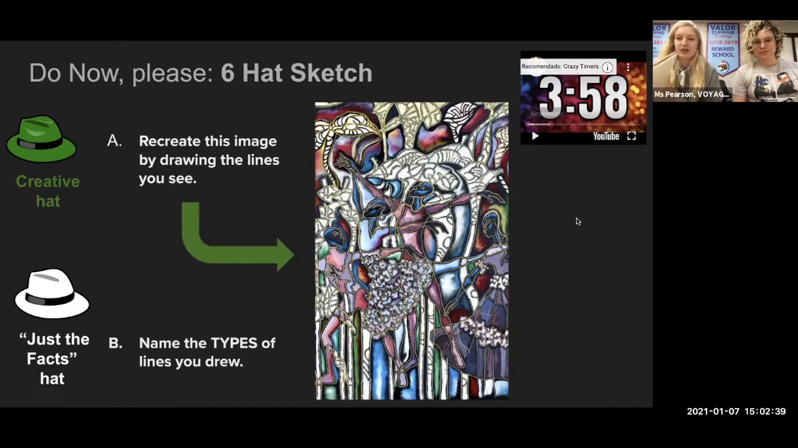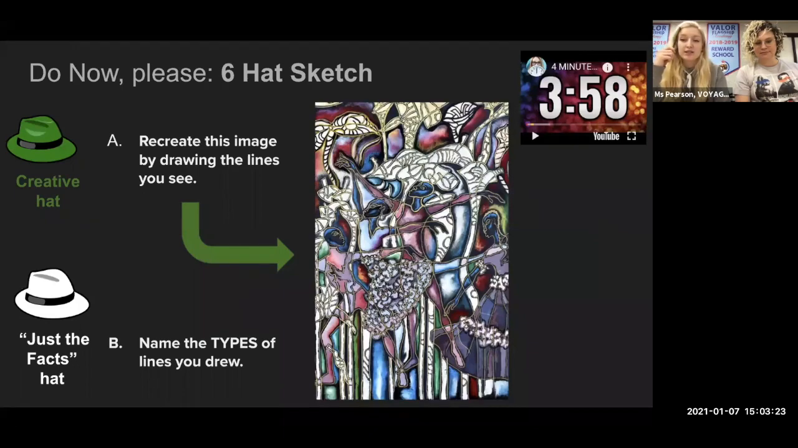All right, so now that we have completed our sketchbook, we are going to start with the first half, the do now 6-hat sketch. Remember our 6 hats for thinking. The first one for part A is the creative hat, the green hat, creative thinking. I'm going to go ahead and start the timer. And we're going to start with part A, where it says recreate this image by drawing the lines you see. Now, I know there's a lot of lines there. Don't worry, don't get overwhelmed. Do the best you can.